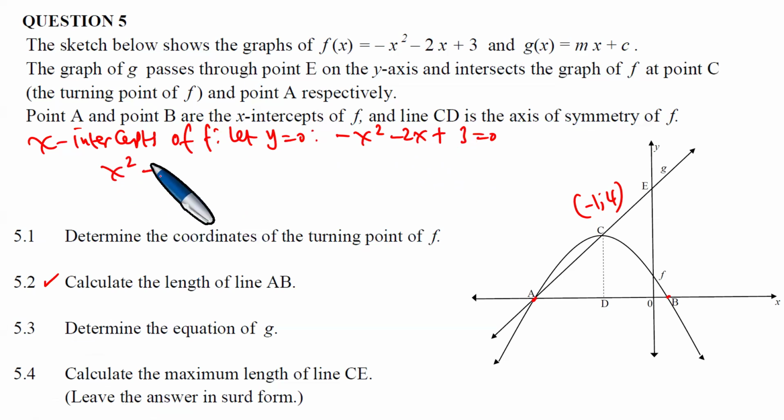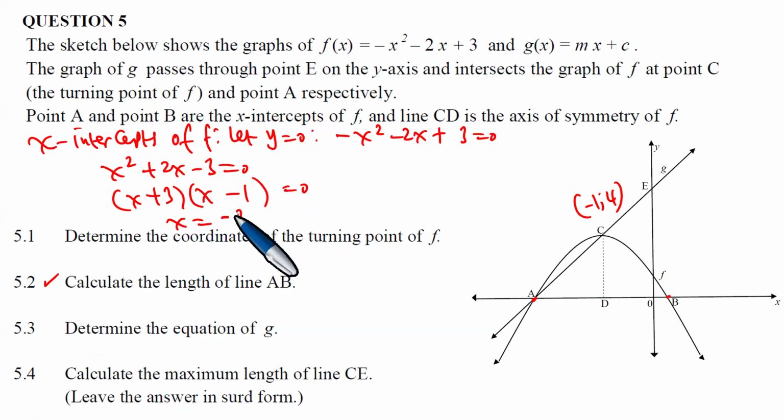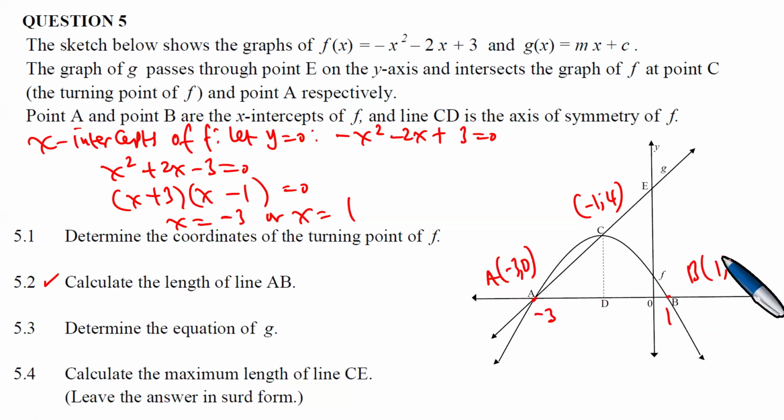And then you have x squared plus 2x minus 3 equals 0. Factorising, x plus 3 and x minus 1, which means x is minus 3 or x is 1. So here you have minus 3, and there you have 1. Simultaneously, it means that the coordinates of A are minus 3, 0 and the coordinates of B are 1, 0. I'm going to send you homework on the WhatsApp groups to find the length of AB.